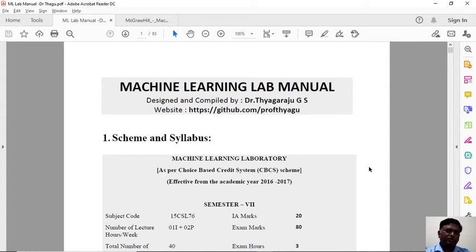Hello students, in this video we will see the third experiment. For the third experiment I have taken Professor Tyagaraju's lab manual. You can directly click on this GitHub link, it will take you to the program, there you can practice, or you can download the program to your local system and practice there.